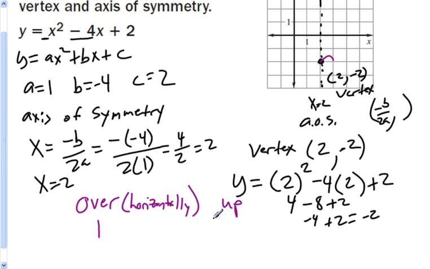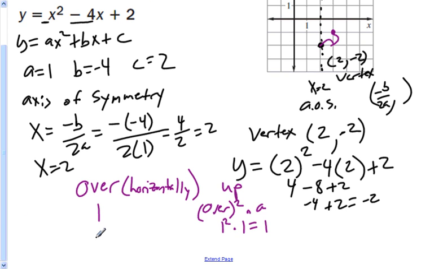Now, to figure out how many I go up, I'm going to take the amount I go over, and I'm going to square it, and then multiply it times my a value. So if I go over 1, that'd be 1 squared, and then times my a, which is 1. So 1 squared is 1, times 1 is 1. So I'm going to go over 1, and I'm going to go up 1, and that's my point.